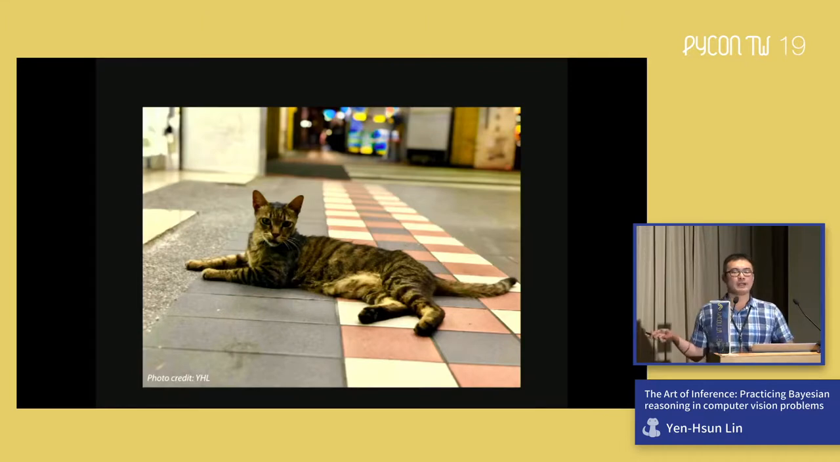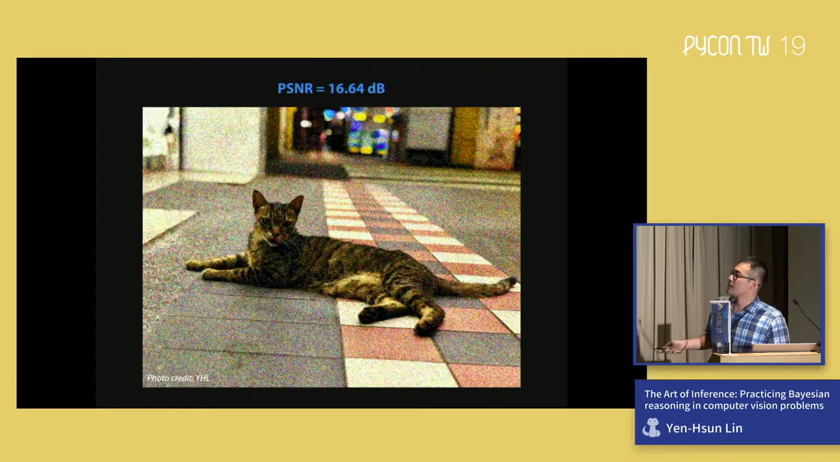So our final goal is to denoise the color image. In the beginning, we have a clean color picture that shows a cute cat here. Then by adding some noise, you can see that the PSNR index for this noisy color image is 16 here.